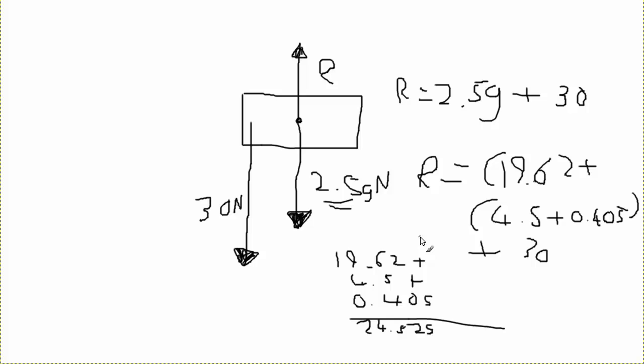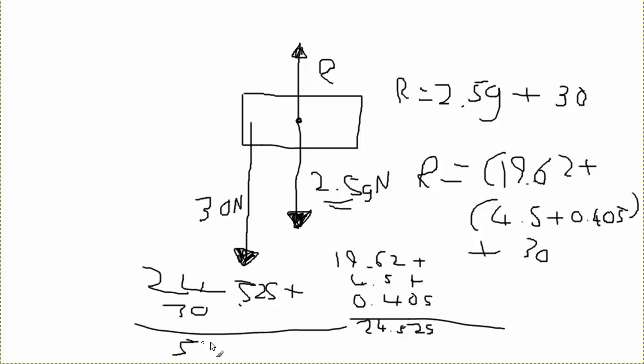Then I'm just going to do 2.5 times 9.81 to make sure I got that right. Yeah, I got it right. So 24.525 plus 30. I think you can probably do that in your head: 54.525. So R equals 54.525 newtons.